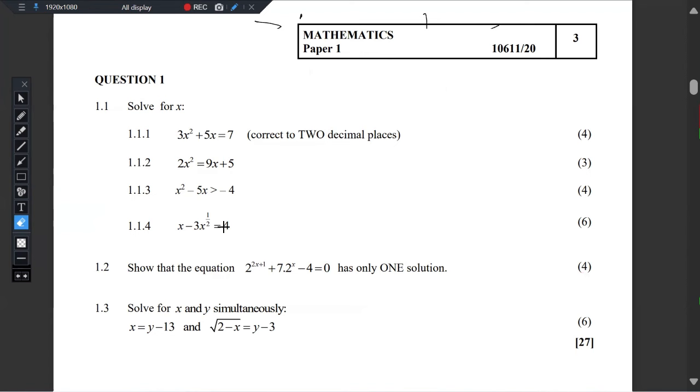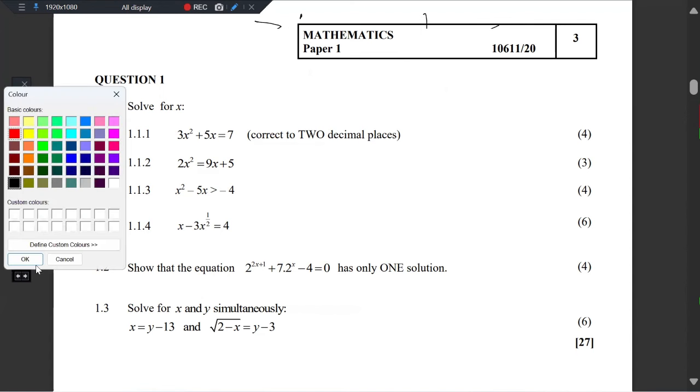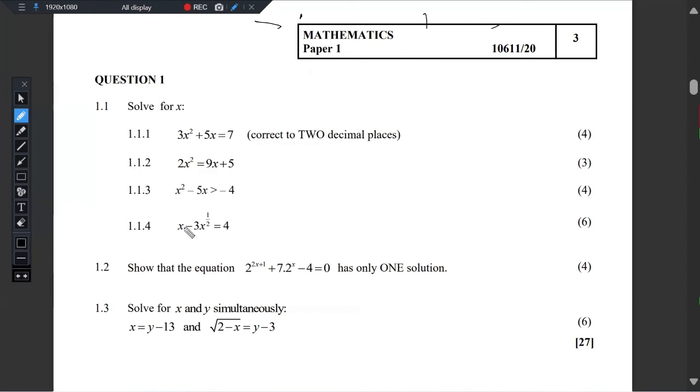Then 1.1.4 is x minus 3x to the exponent of 1/2 is equal to 4. Again, standard form. The whole question was emphasizing the point that you need to get this in standard form before you can do anything. So this is x minus 3x to the 1/2, and then minus 4 is equal to 0. Now, don't be alarmed by this. This is still the same as x squared minus 3x minus 4.